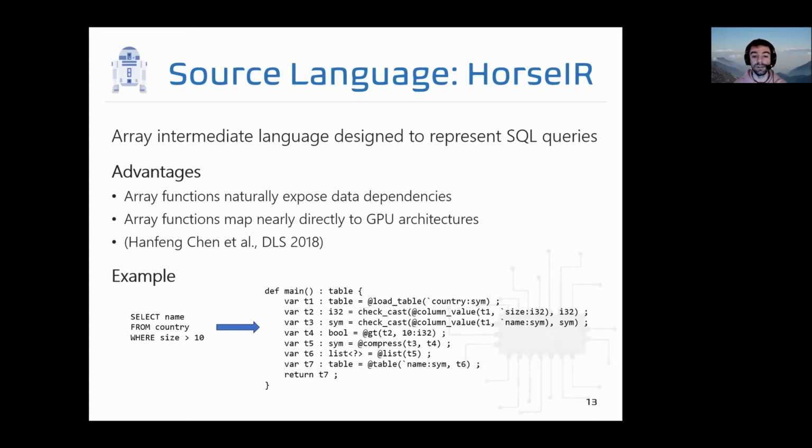Secondly, array functions map nearly directly to GPU architectures. So instead of doing a complex mapping, we're able to do basically a one-to-one for most functions, and this makes it very easy to do.